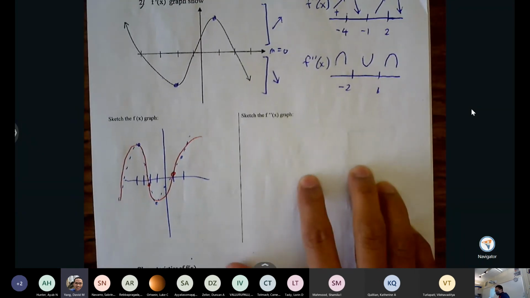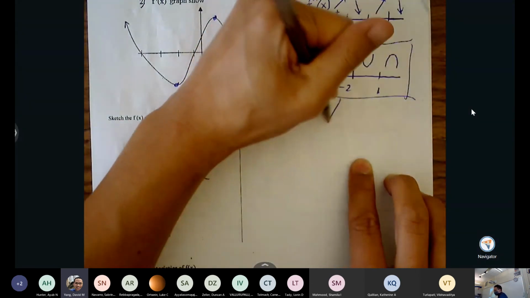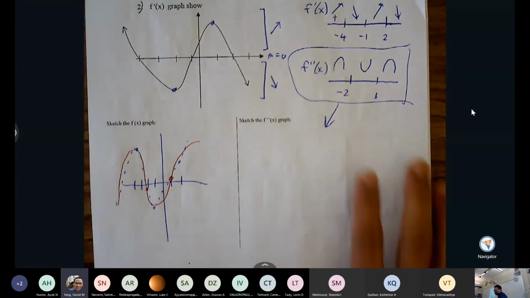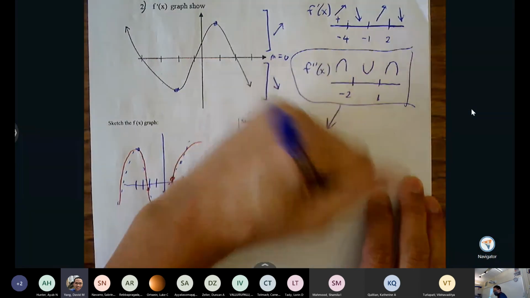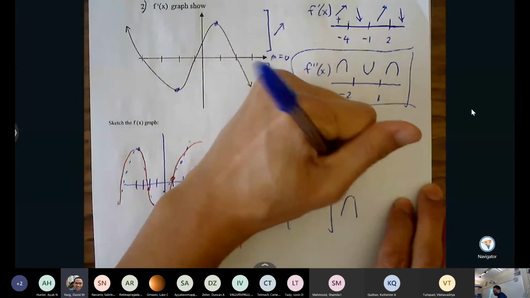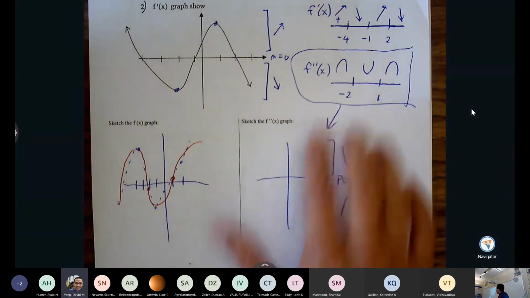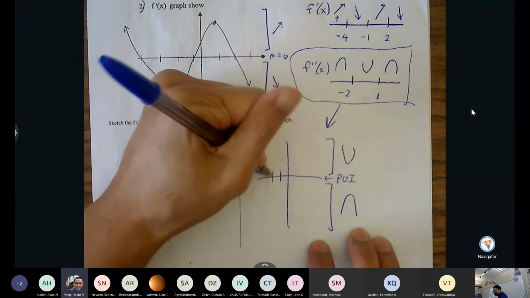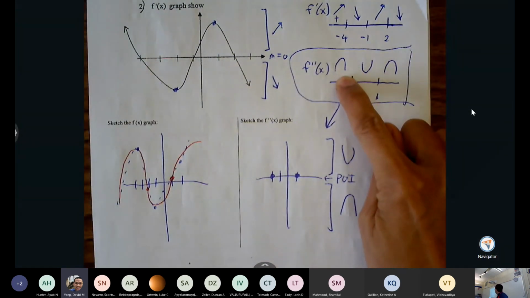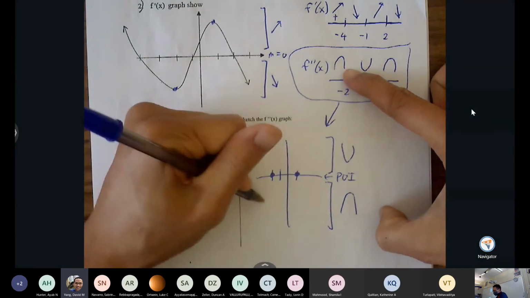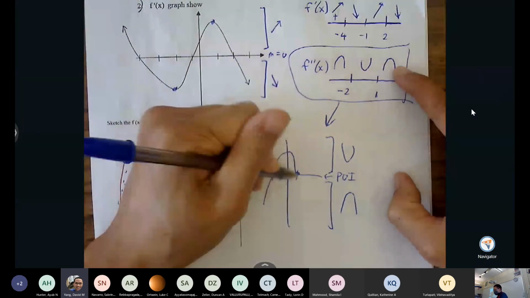Okay, and finally, second derivative graph. We're just basing it purely off of this. Okay, we're not looking at anything else, just that. Concave up, concave down, POIs. -2 and 1. Okay, we start below, right? Above, below.